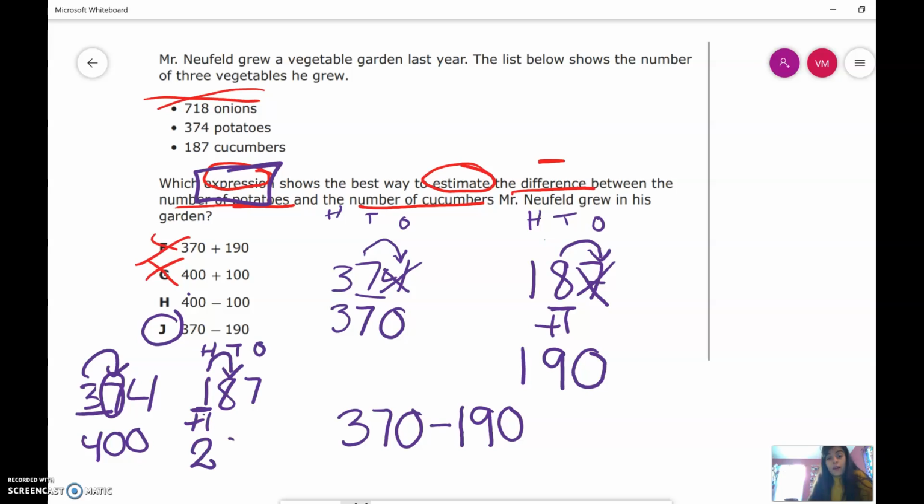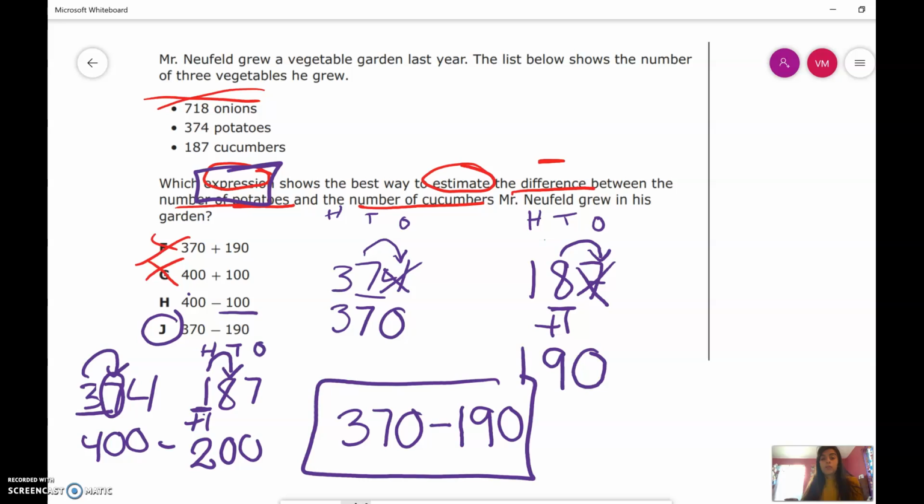So now I have 200. However, I don't see that one in the second part of the expression. So 400 minus 200. And if you find the best estimate, it would have been that one or this one. So technically this one was hard in the aspect that it didn't tell you what to round to. But if you would have tried both of them, you would have seen that this is the only one that they give you an answer choice.